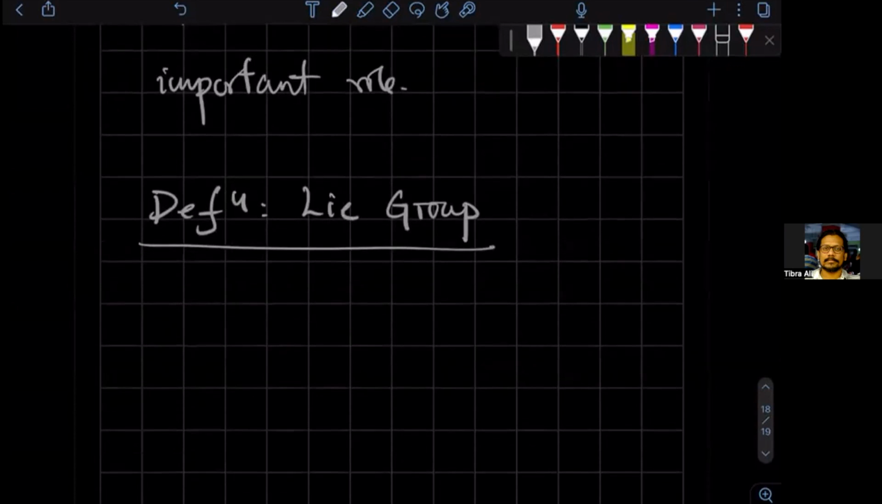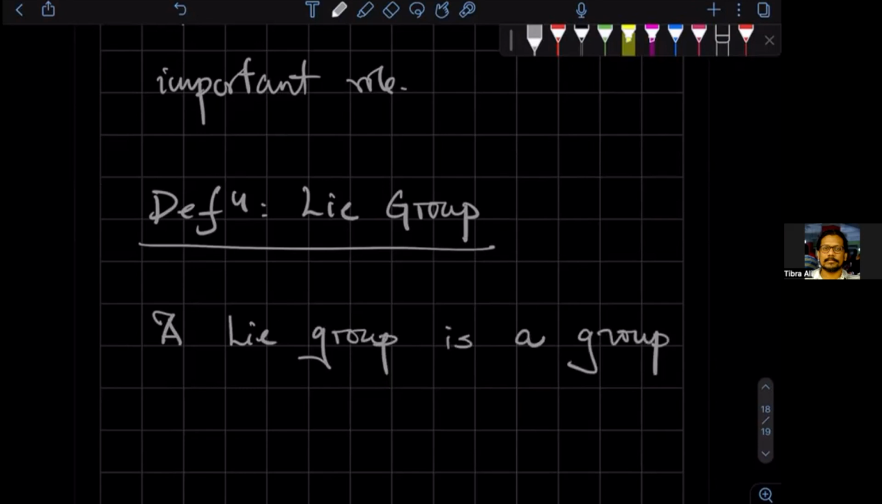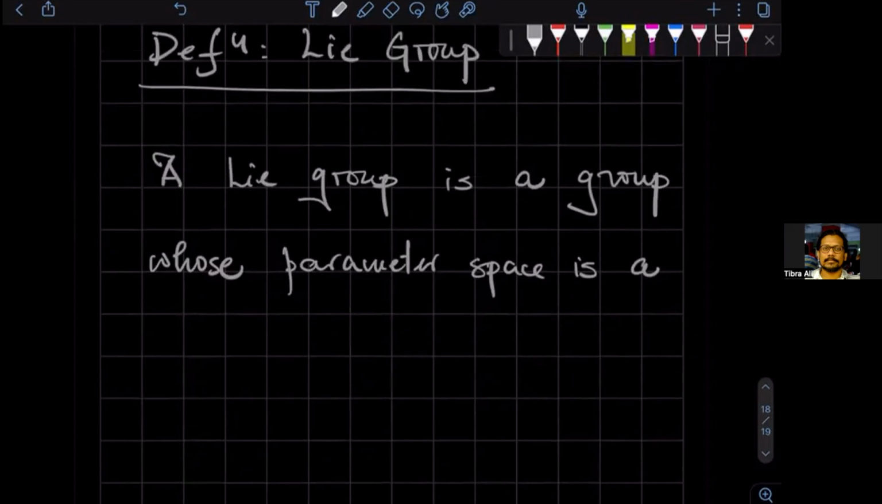Okay. So so far we've actually been discussing Lie groups. So a Lie group is a group whose parameter space is a manifold. Another way of saying it is that a Lie group is a group which is also a manifold.